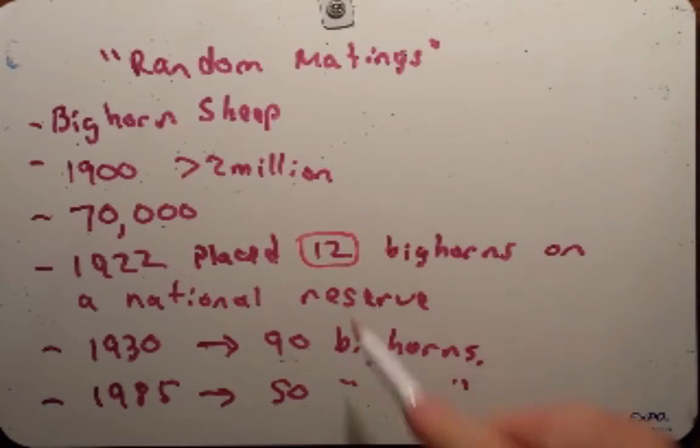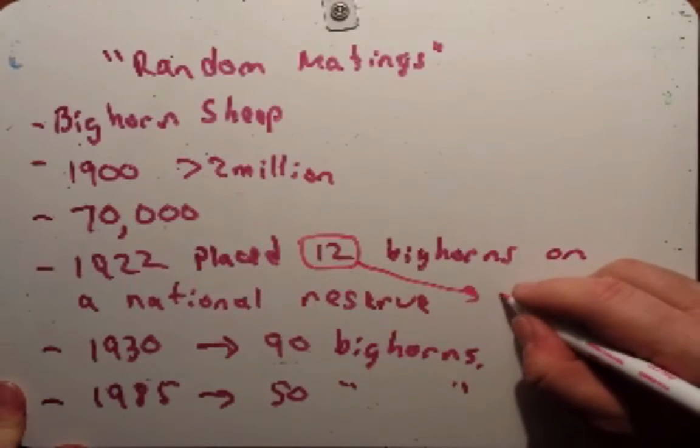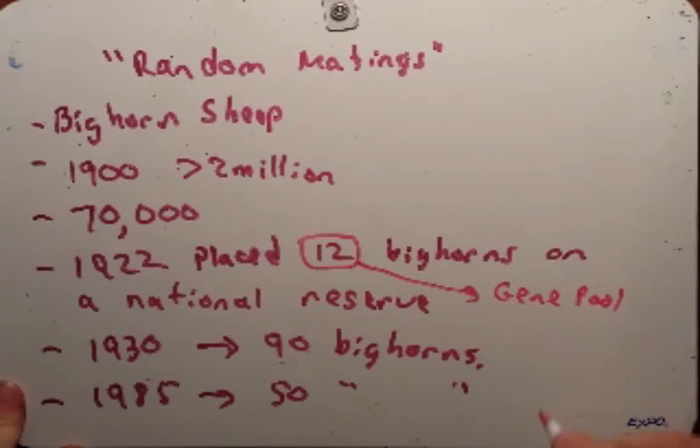And so even though this worked out pretty well for a while, the problem is that these 12 bighorn sheep, that was their gene pool. As they grew to numbers of 90 or to a few hundred, that gene pool came from these original 12.